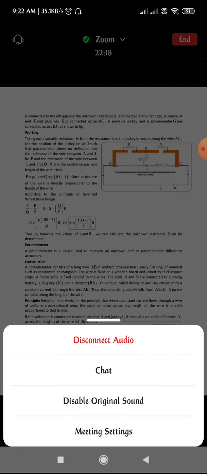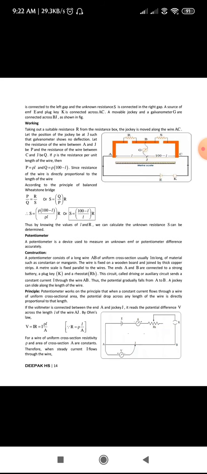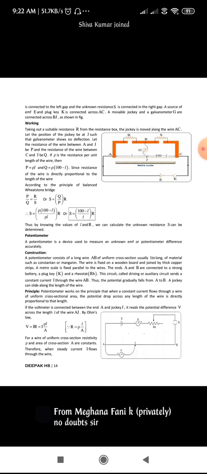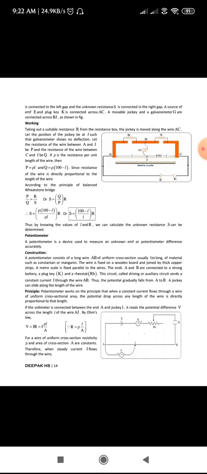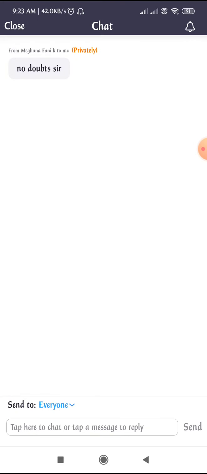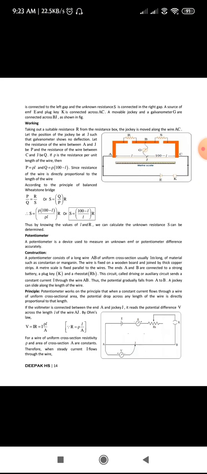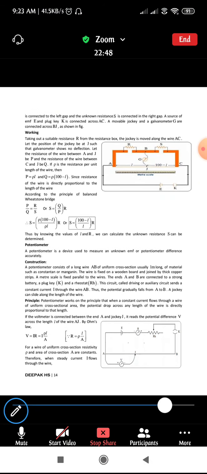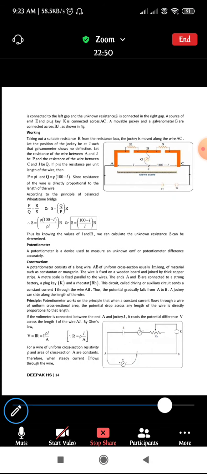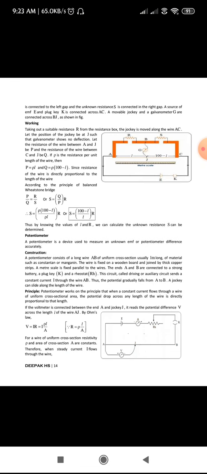Okay, students, any doubts? In case you have any doubts, please get it clarified. Okay, Meghana, no doubts. How about others? Have you understood? Shall we move to the next topic? Okay, fine.